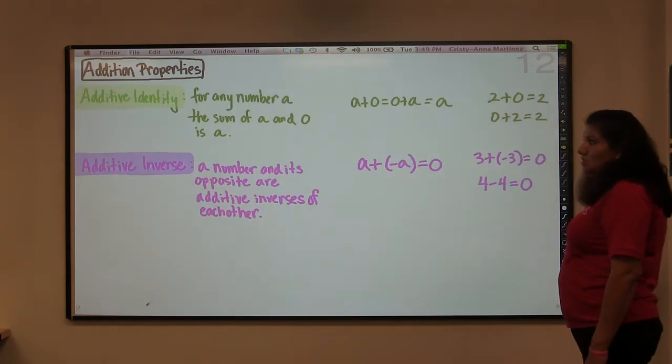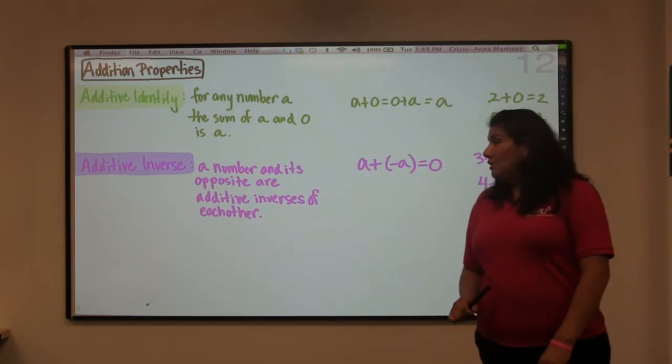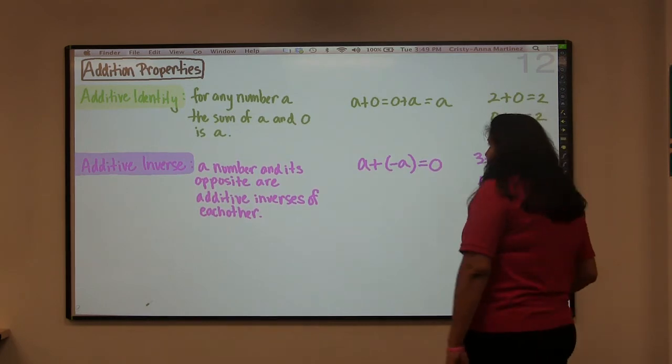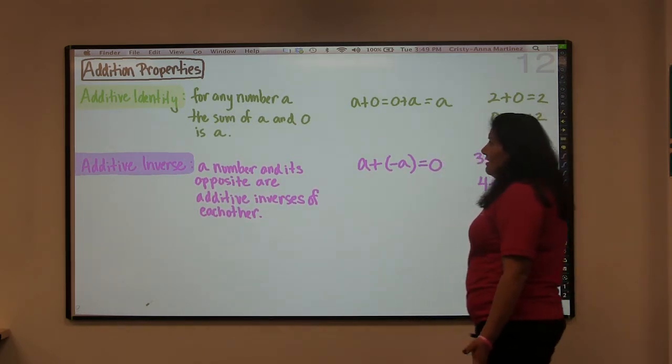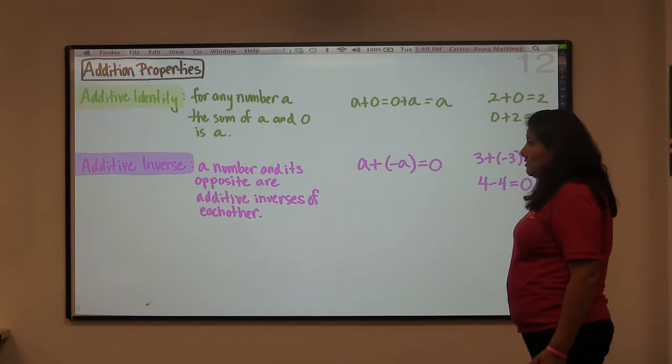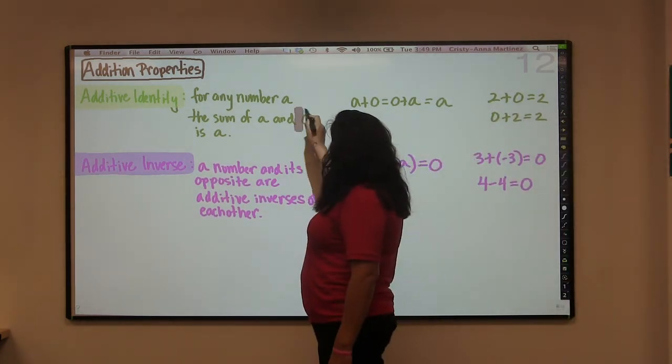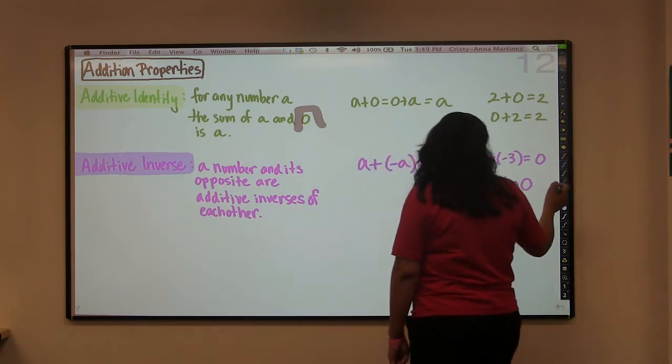And then we have some addition properties, and these are pretty important. First off, we have the additive identity, which says for any number A, the sum of A and 0 is A. So basically, 0 is what we consider, oops, that's not what I wanted.